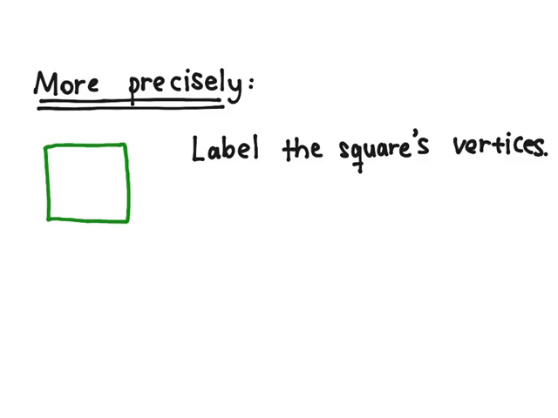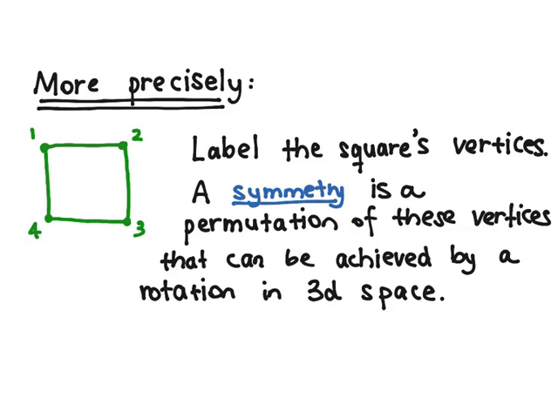Here's a somewhat more precise way to define what we mean by a symmetry of a square, which also gives us a convenient way to keep track of which symmetry we might be talking about. The idea is to label the square's vertices, in other words, its four corners. And you can label them however you like. I'm going to label them this way: 1, 2, 3, and 4 in those positions.